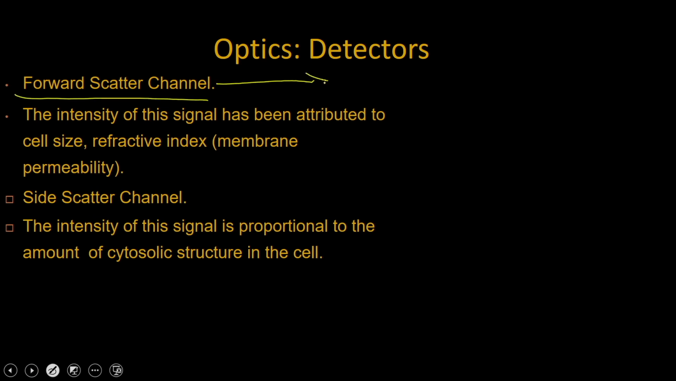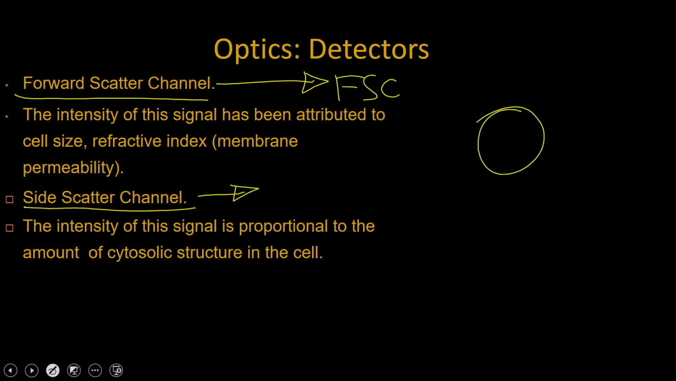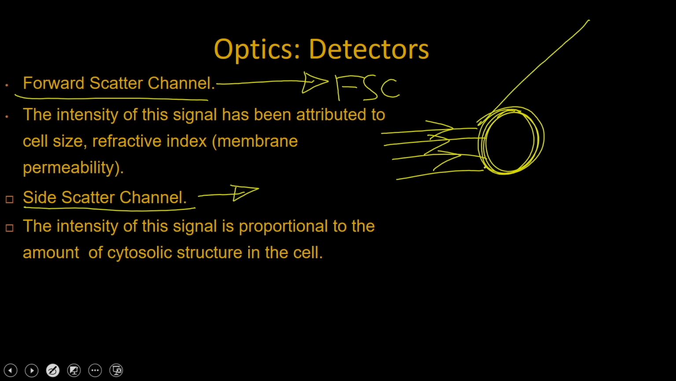The detector is going to detect the forward scattering, or you can have the side scattering. What is meant by forward scattering and side scattering is that you can imagine you have an object, and you are illuminating it with a laser beam. Once the laser beam hits this sample, it is going to be scattered in two directions. One, it is scattered in a cone-shaped structure in the forward direction, or it is scattered at a 90-degree angle.